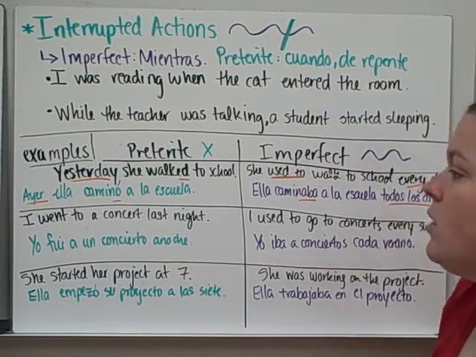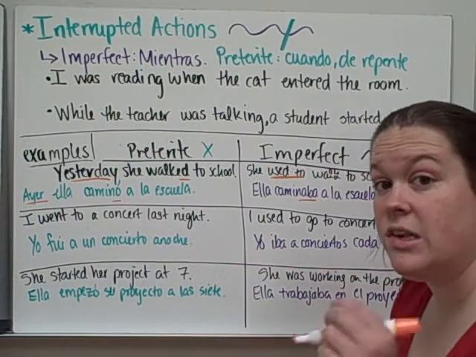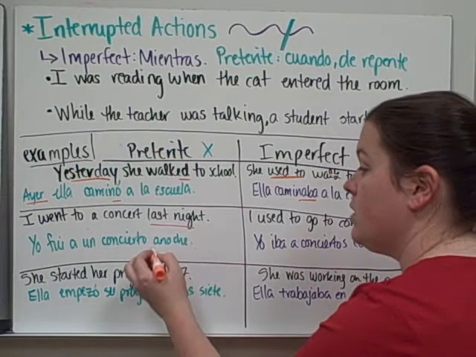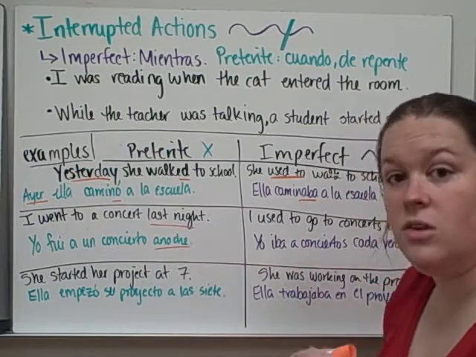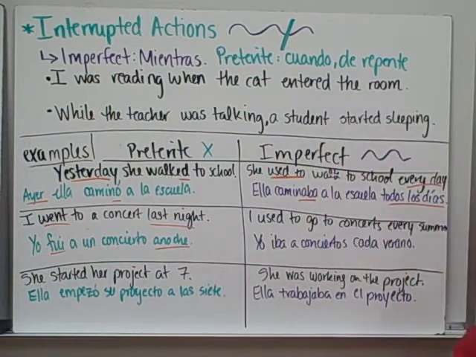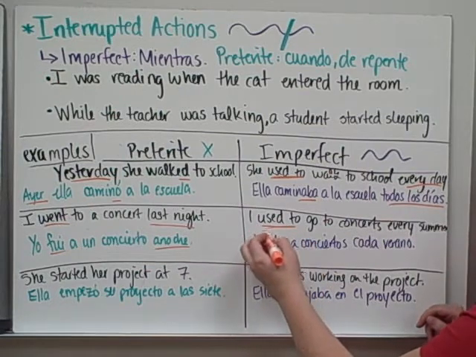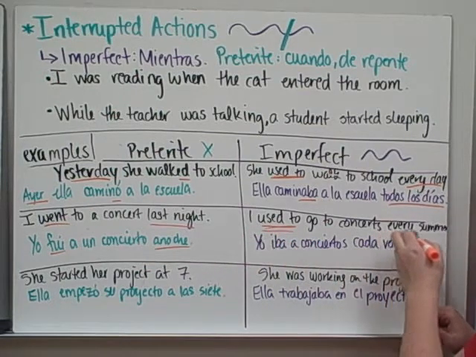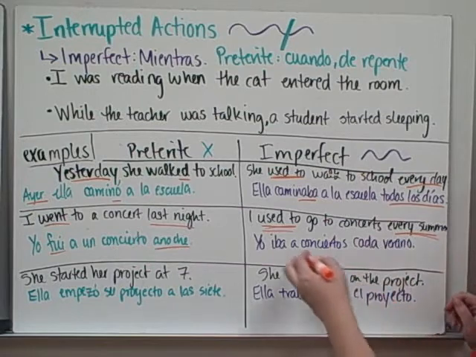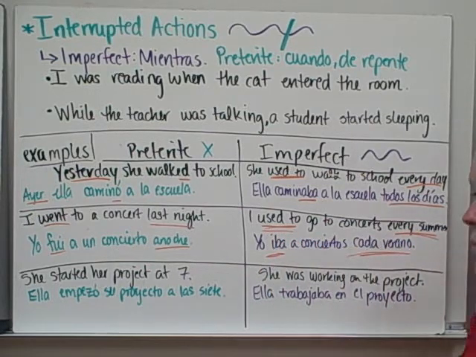For example 2, I went to a concert last night. Last night is a specific amount of time. Went last night, done, once. So went, fui. However here, I used to go to concerts every summer. Used to implies a habitual action, and every summer you definitely know it's repeated. So used to, iba, every summer, cada verano.